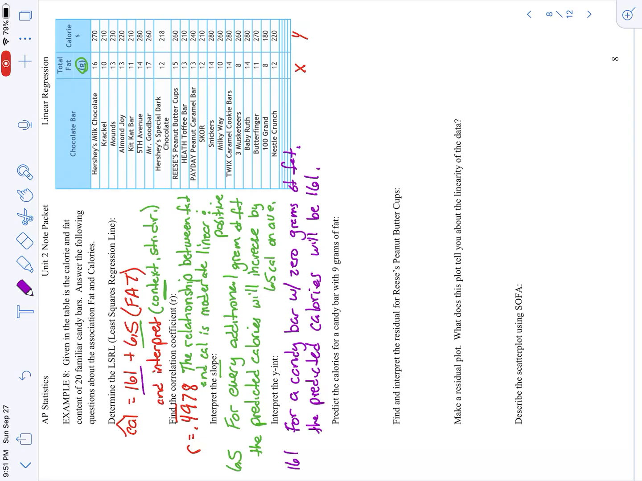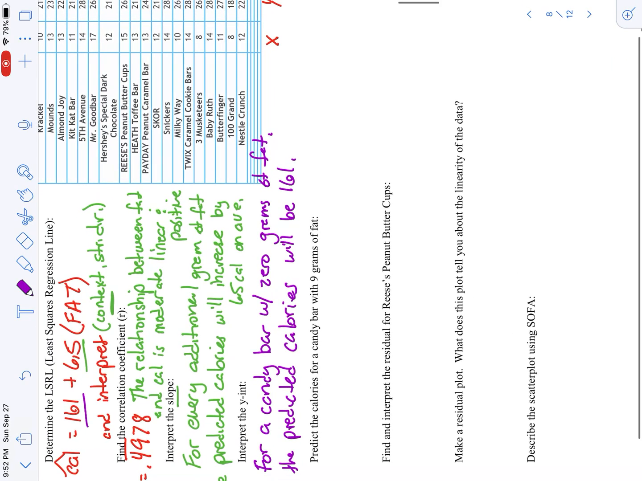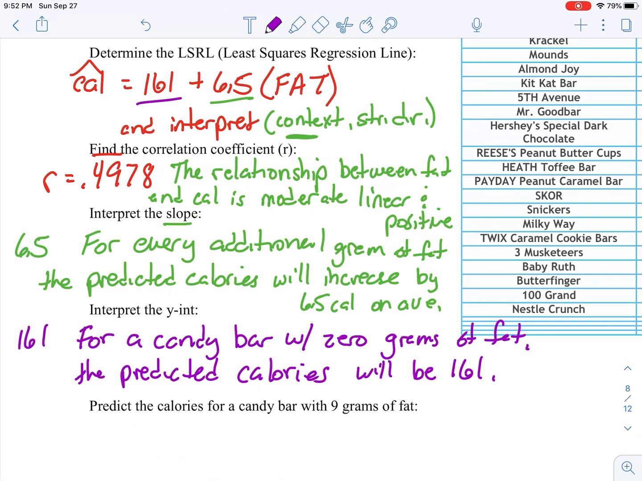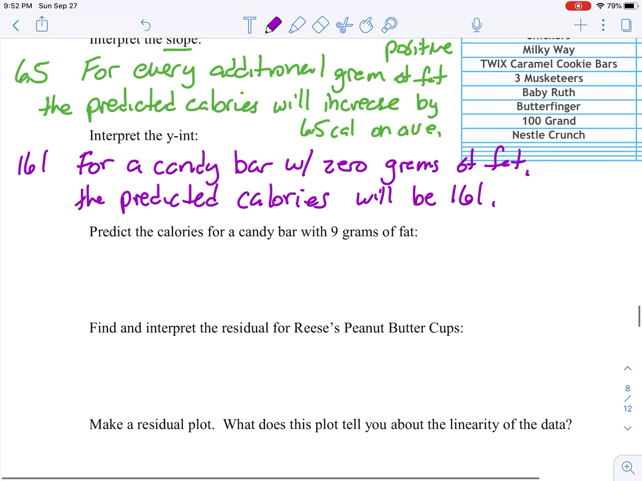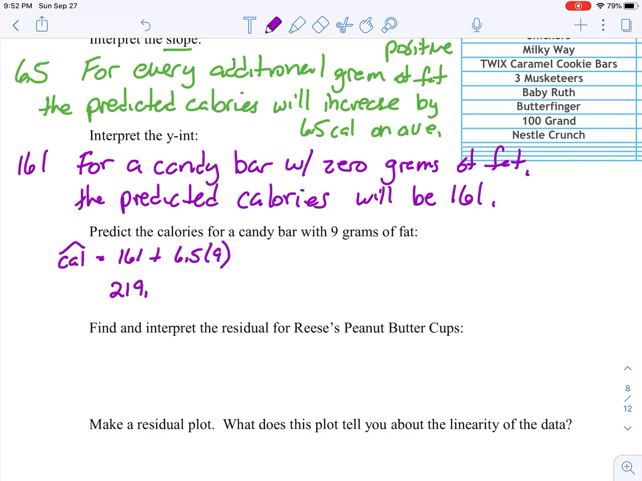I just realized that this seemed weird because I had it in a vertical mode versus sideways. So maybe that's why. Maybe it'll be easier to write now with it blown up a little bit. All right. The predicted calories for a candy bar with 9 grams of fat. So here we go. Calories hat is equal to 161 plus 6.5 times 9, which is going to be 219.5 calories.